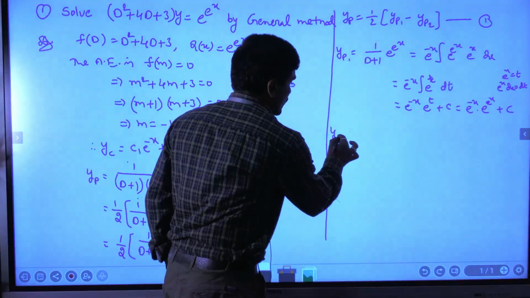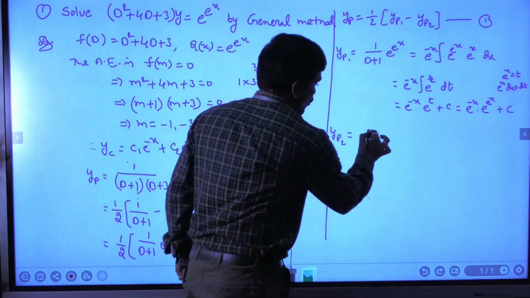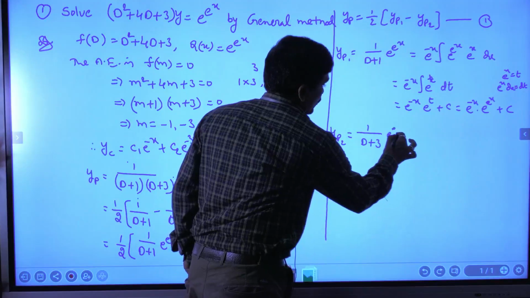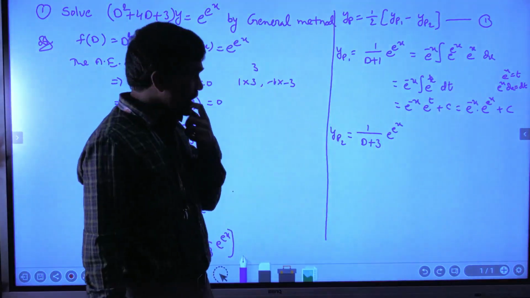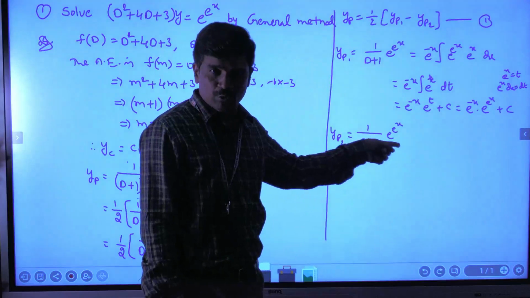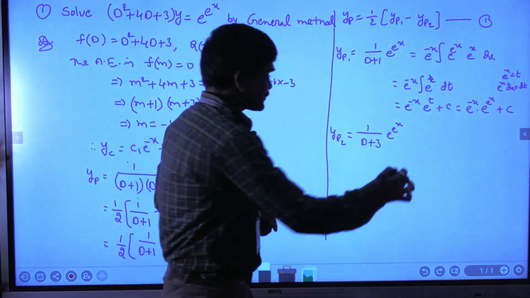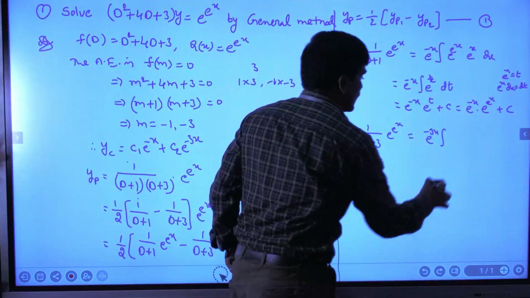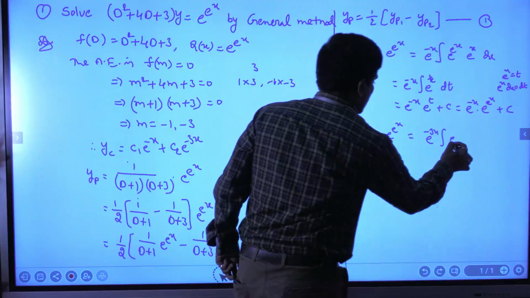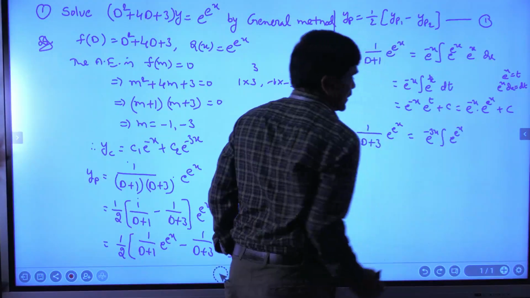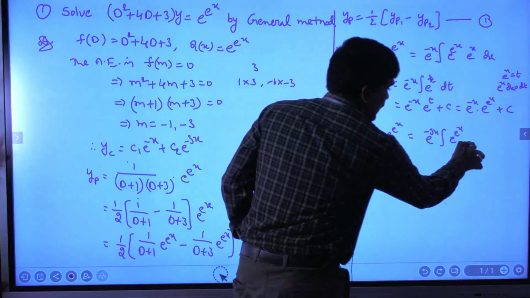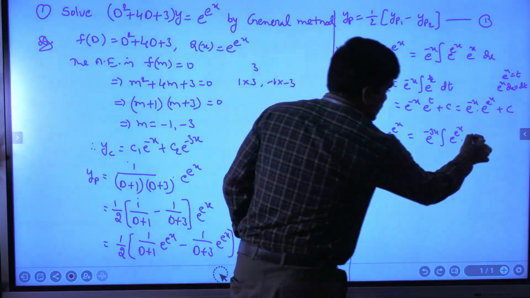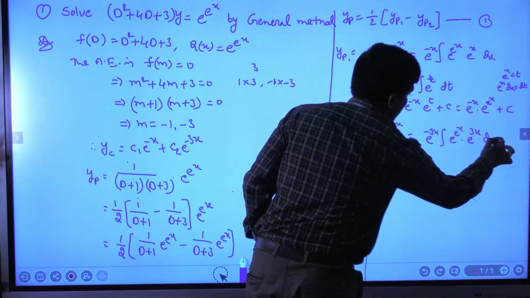What is yp2? Here yp2 is 1 by (D plus 3) into e^x. Now again compare with 1 by (D minus α) into q. Here α is minus 3. That's why here we get e^(-3x) times the integral of e^x into e^(-αx). So here minus α is 3, so finally we get e^(3x) dx.